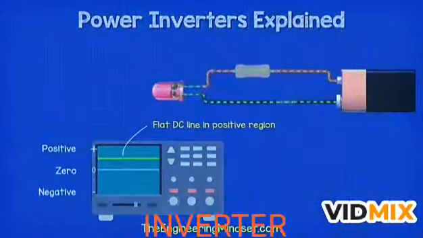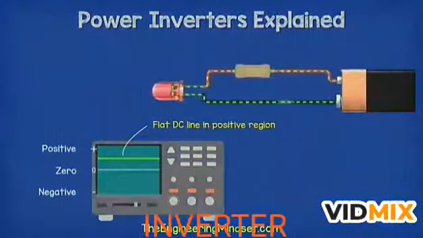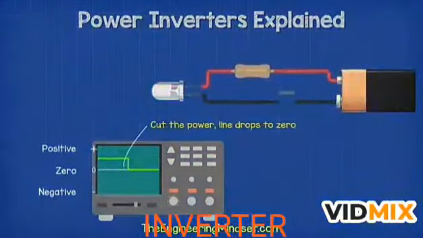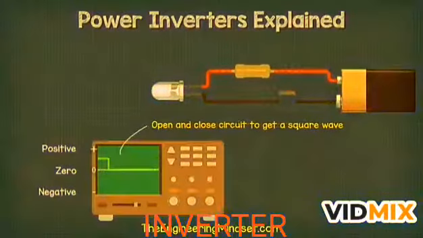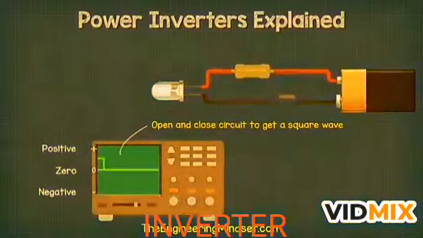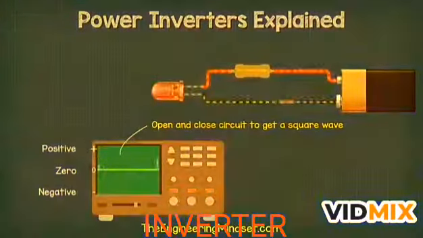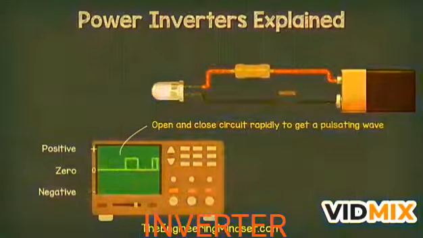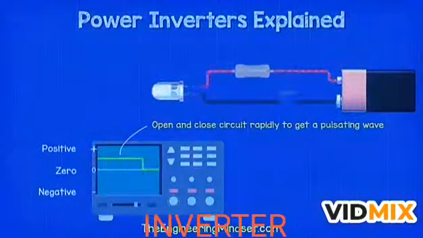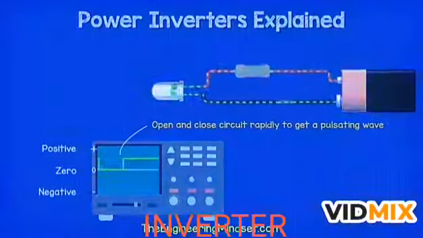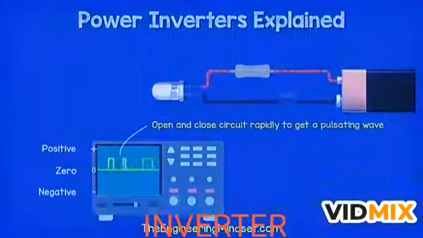When we use an oscilloscope to look at the electrical waveform for DC, we get this flat line at the maximum voltage in the positive region. If we were to cut the power, then the line will drop to zero. If we turn the power on and off repeatedly, then we get a square wave pattern between 0 and maximum. But if we were to pulse the switch to open and close over different lengths of time, then we would get a pulsating pattern.